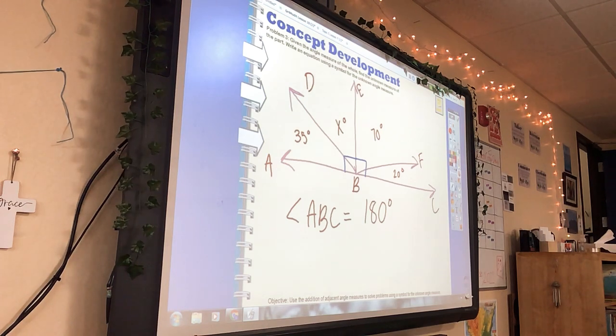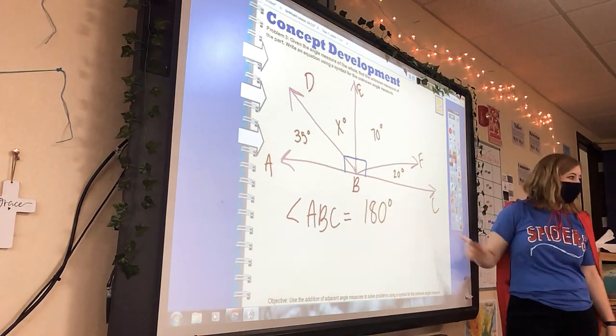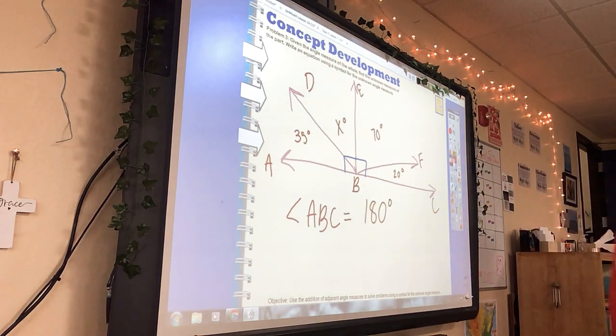E is the one we're trying to find. But the others are just there as distractions. So what else do we have? That's easy. What about F and C? What's 70 plus 20?